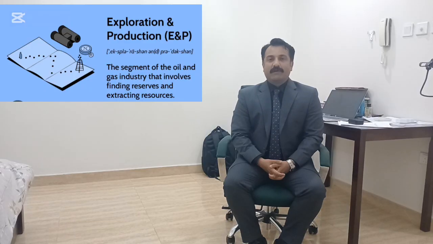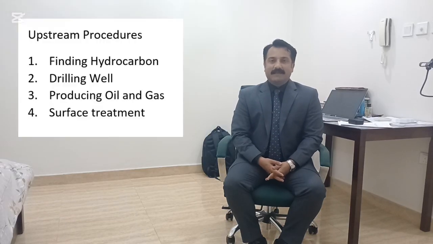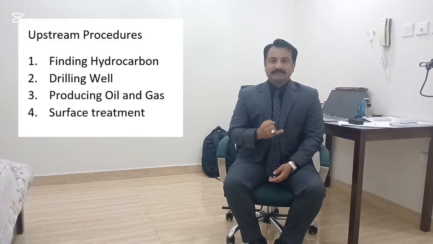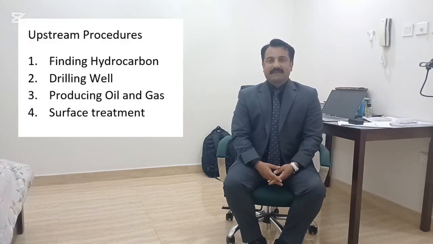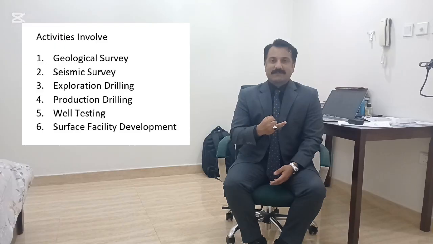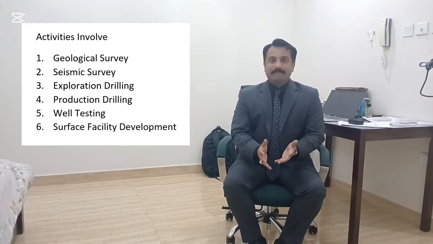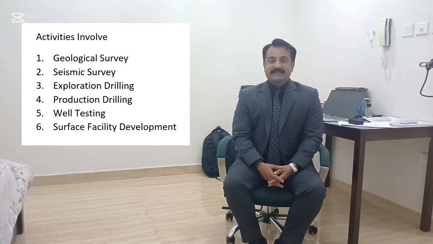There are four steps involved in the upstream sector: finding hydrocarbon, drilling wells, producing oil and gas, and fourth is surface processing. These four steps involve many activities like geological survey, seismic survey, exploration drilling, production of oil and gas, treating or processing the fluid on the surface, developing facilities and performing testing of the fluid.